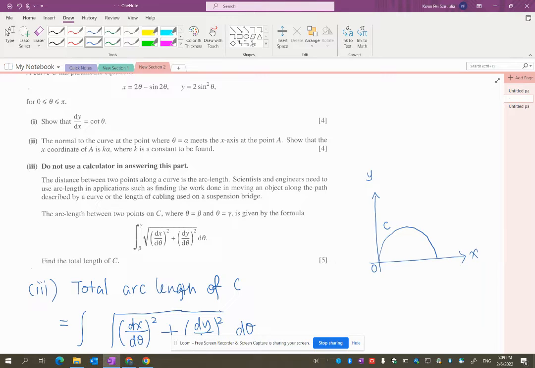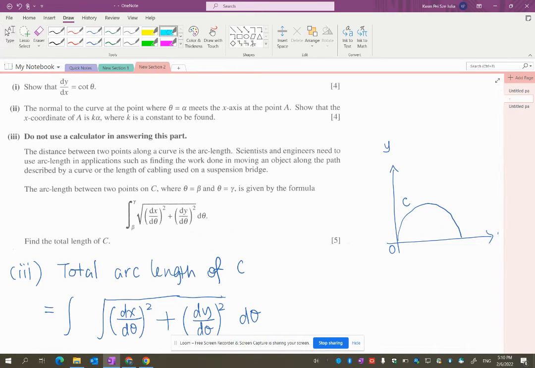We're now looking at part 3. Okay, so for part 3, it says that the distance between 2 points along a curve is called the arc length. All right, so they mentioned how arc length is used by scientists and engineers. And then, how do we calculate arc length?